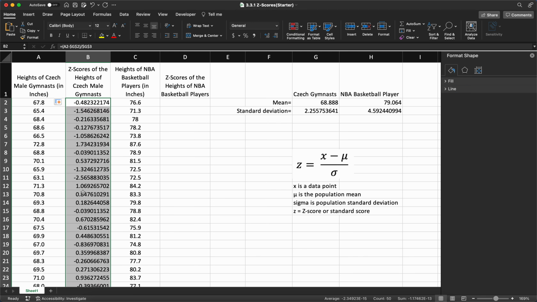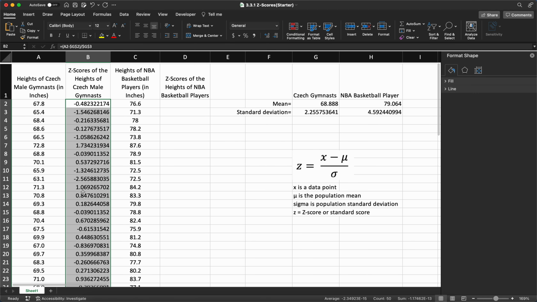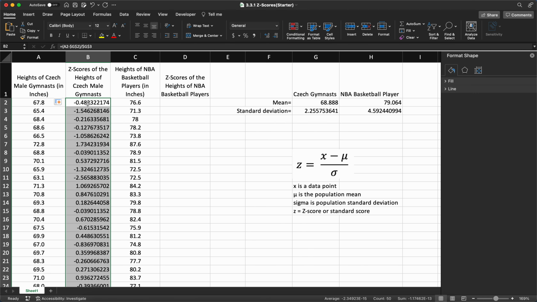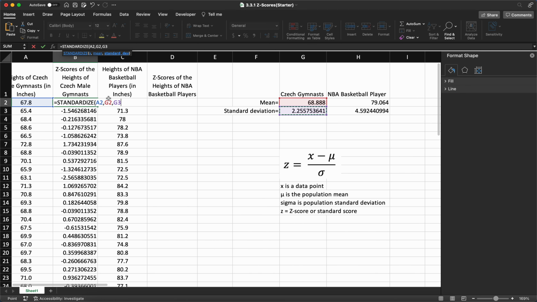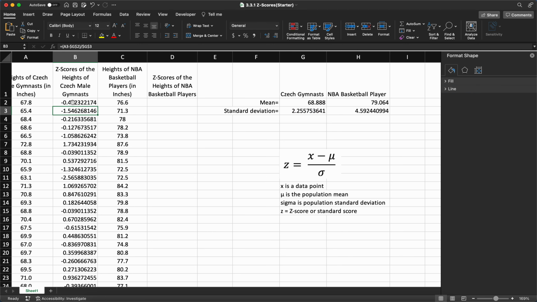And I can copy these down for all of my gymnasts. The other way I could have done this is I could use a built-in formula, and that built-in formula is called standardize. And standardize, you choose the value x, and then you choose the mean and you choose the standard deviation. Again, I would want to lock the reference to these two things because that's not going to change. And notice how we get the same value.